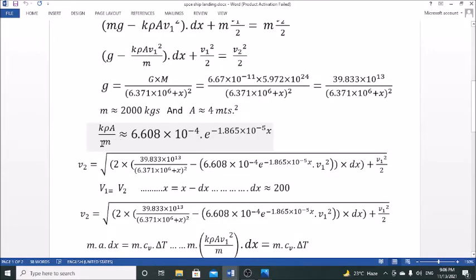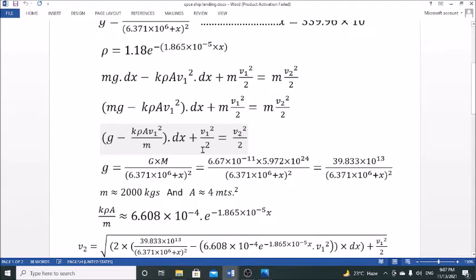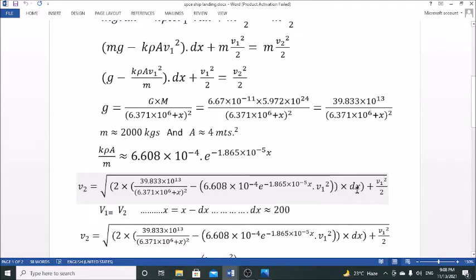This quantity, as I said, k rho a over m, and substituting for the value of each of these parameters, k, rho, a and m, we obtain this quantity. We simplified it to find this value as an expression in x, to have it ready to be multiplied by v1 square. v2 would be equal to the square root of twice this expression on the left hand side, because this is v square, all times dx plus v1 square.